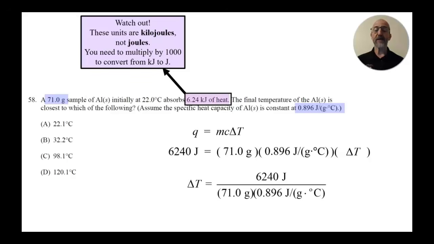I will pick up my calculator and I will do 6,240 joules divided by the product of 71 grams and 0.896 joules per gram degree Celsius. So my units of delta T are degrees Celsius. Now, 98.1 is what I got on my calculator. But again, watch out, this is not the final answer. I'm going to go ahead and eliminate choice C, but some students might have picked choice C, that is the delta T, that is not the final temperature of the aluminum.